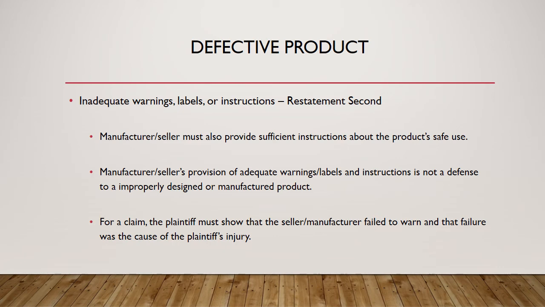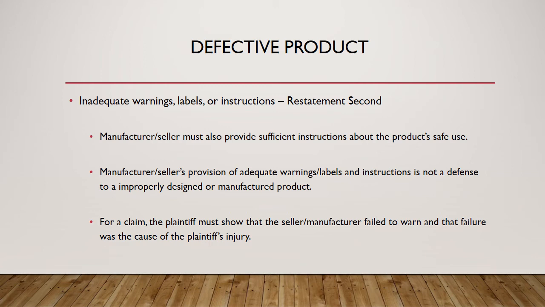So the provision of giving an adequate warning or label and instructions is not a defense to improperly designed or manufactured products. So we've just talked about products that were designed with a defect or that have a defect in manufacturing. The fact that you gave them instructions on how to use it and you warned them of possible risks that could happen through the foreseeable use of the product, that doesn't insulate you from any of the design problems or the manufacturing problems. So if you give them all the warnings they need and all the instructions they need, that doesn't mean that you're okay on a design defect or a manufacturing defect.